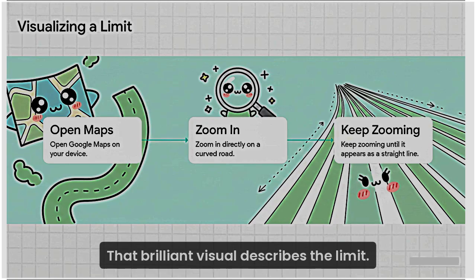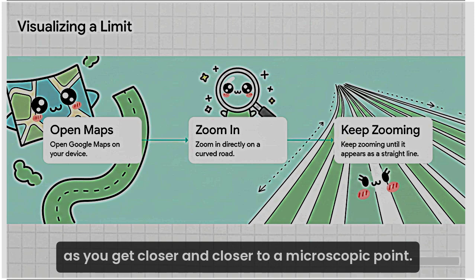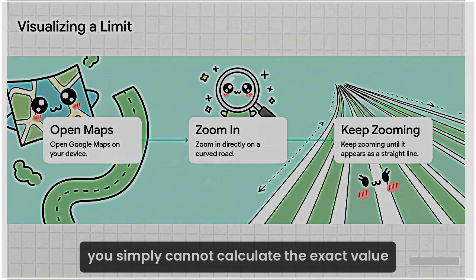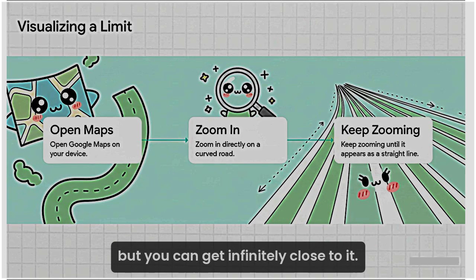That brilliant visual describes the limit. It tells you the exact value you are heading toward as you get closer and closer to a microscopic point. Because sometimes in math you simply cannot calculate the exact value right at a specific point, but you can get infinitely close to it.